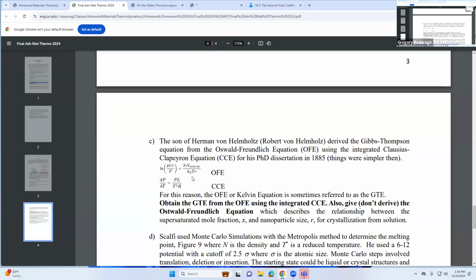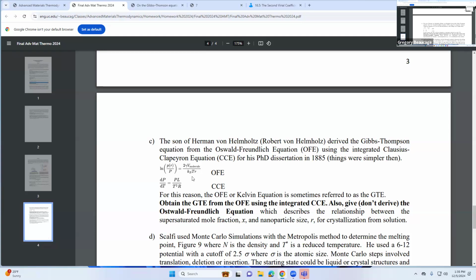There's dp/dt is p, and L is delta H, and then p squared r. Right, so you can go dp over p, you can integrate that. That's ln of p over p zero, p initial over p zero. And then what's left over here is dt over t squared, delta h over r.